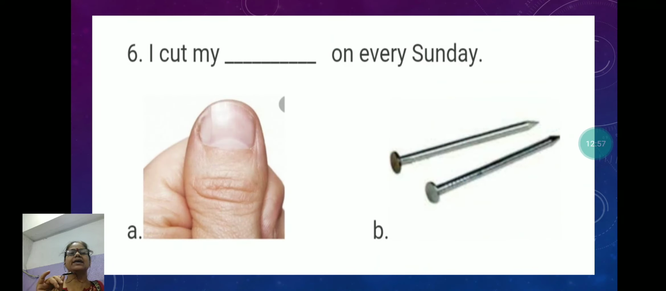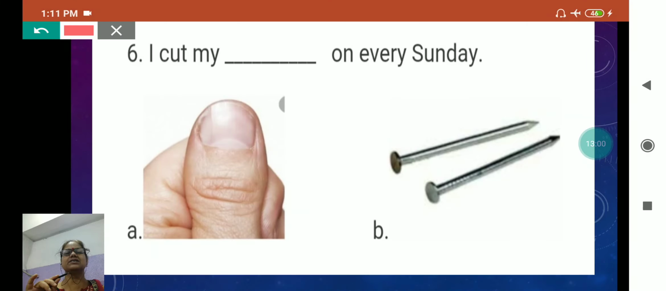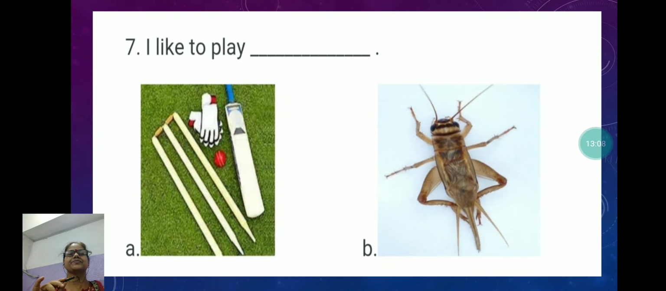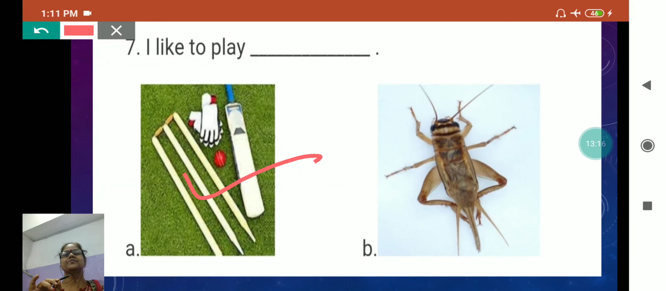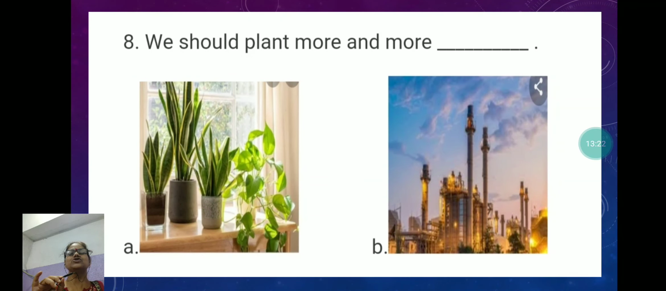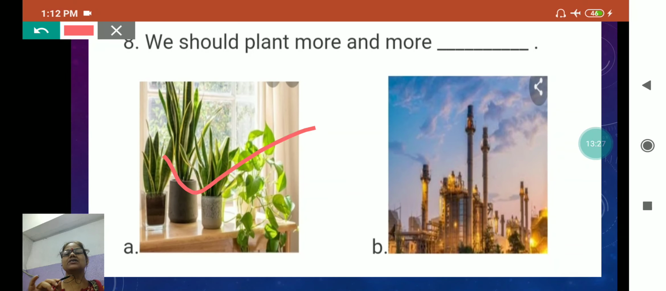Now, I cut my nail every Sunday, and which nail will be the answer? This nail, because the other nail you can't cut, and this nail we cut every week. I like to play cricket. We like to play this game, cricket. Now we should plant more and more plants. And which plants? These plants, because this gives us life, purifies air, gives us food also, water also, fresh air also.